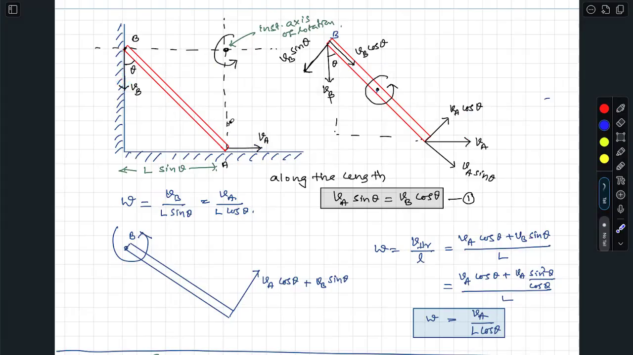Till this point, do you have any doubt? And there is some angle theta here. At that instant, the angle is theta. Now this theta is the angle at that instant. This is VB and this is VA. Right. Now, if you do geometry, this rod is of length L.